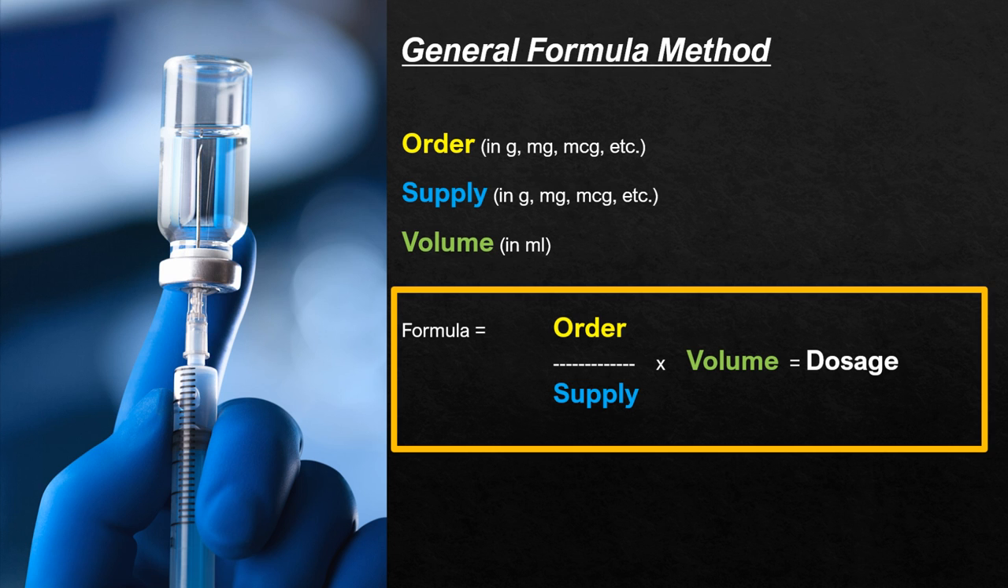Now, the general formula method includes three components: the order, which is in grams, milligrams, micrograms, etc. Supply, same thing, and your volume in milliliters. So your formula is going to be your order, the doctor's order, divided by the supply in which the medication comes in from the manufacturer, times the volume, will give you the dosage.